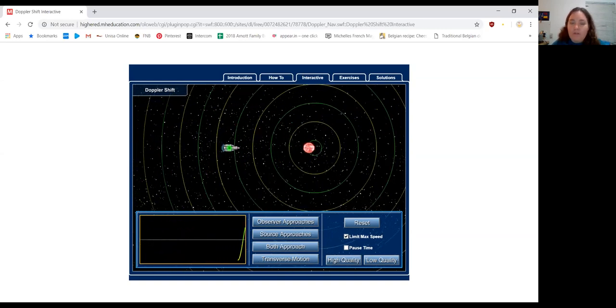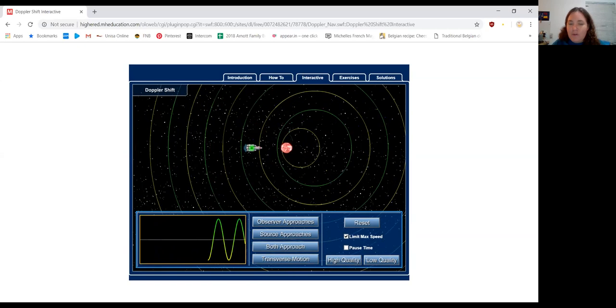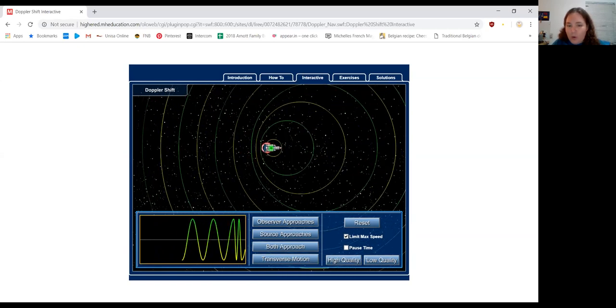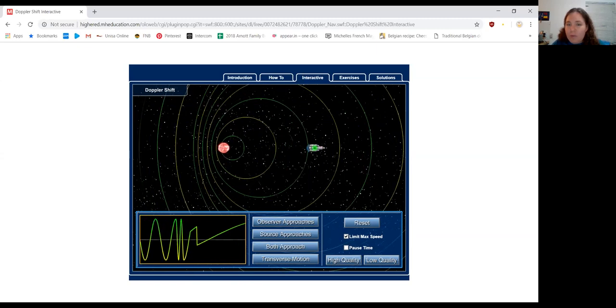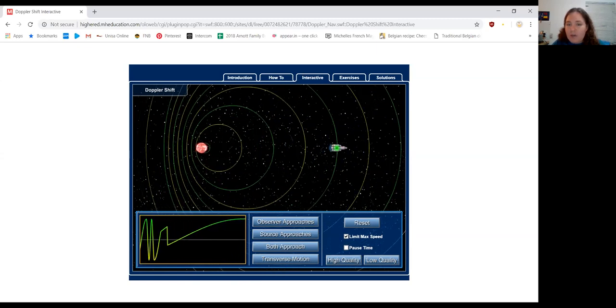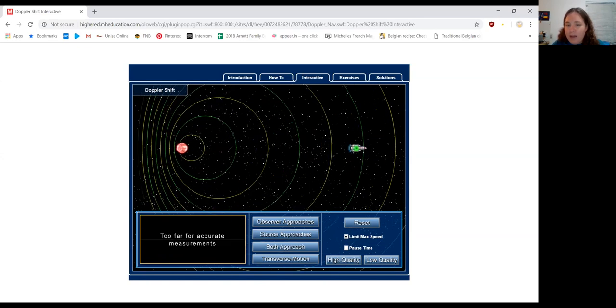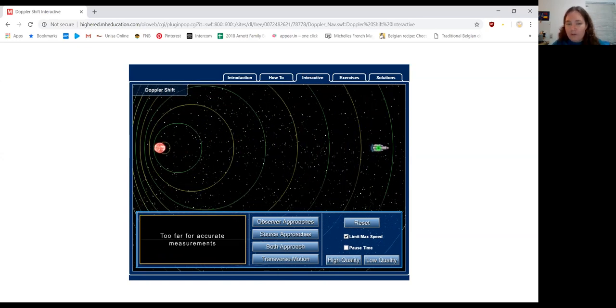If we do both of them approaching, then this is even more pronounced. Way more waves per second. Look at that high frequency there. And here, we can probably end up with a situation every now and again where we hardly even have a high frequency. There we go, too far for accurate measurements.